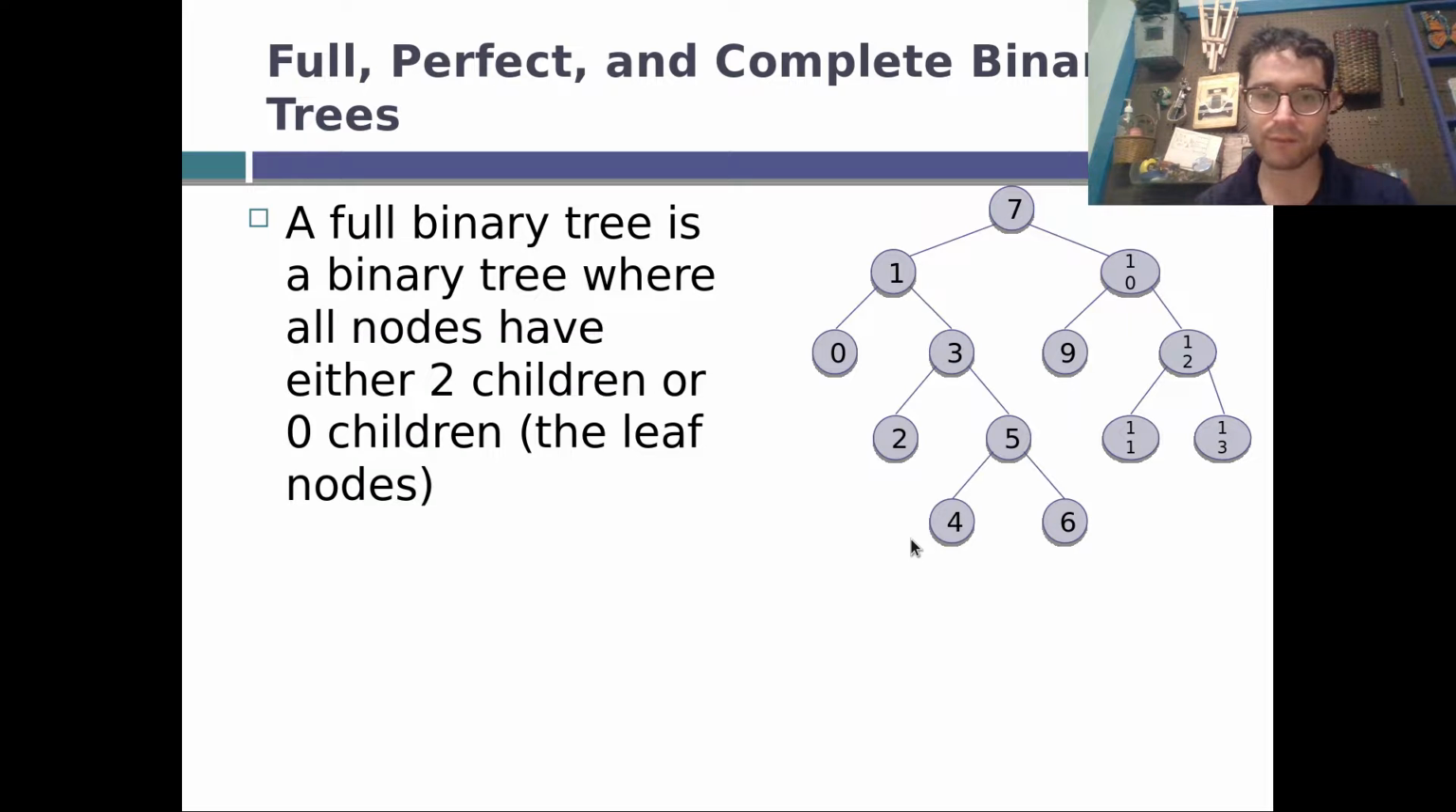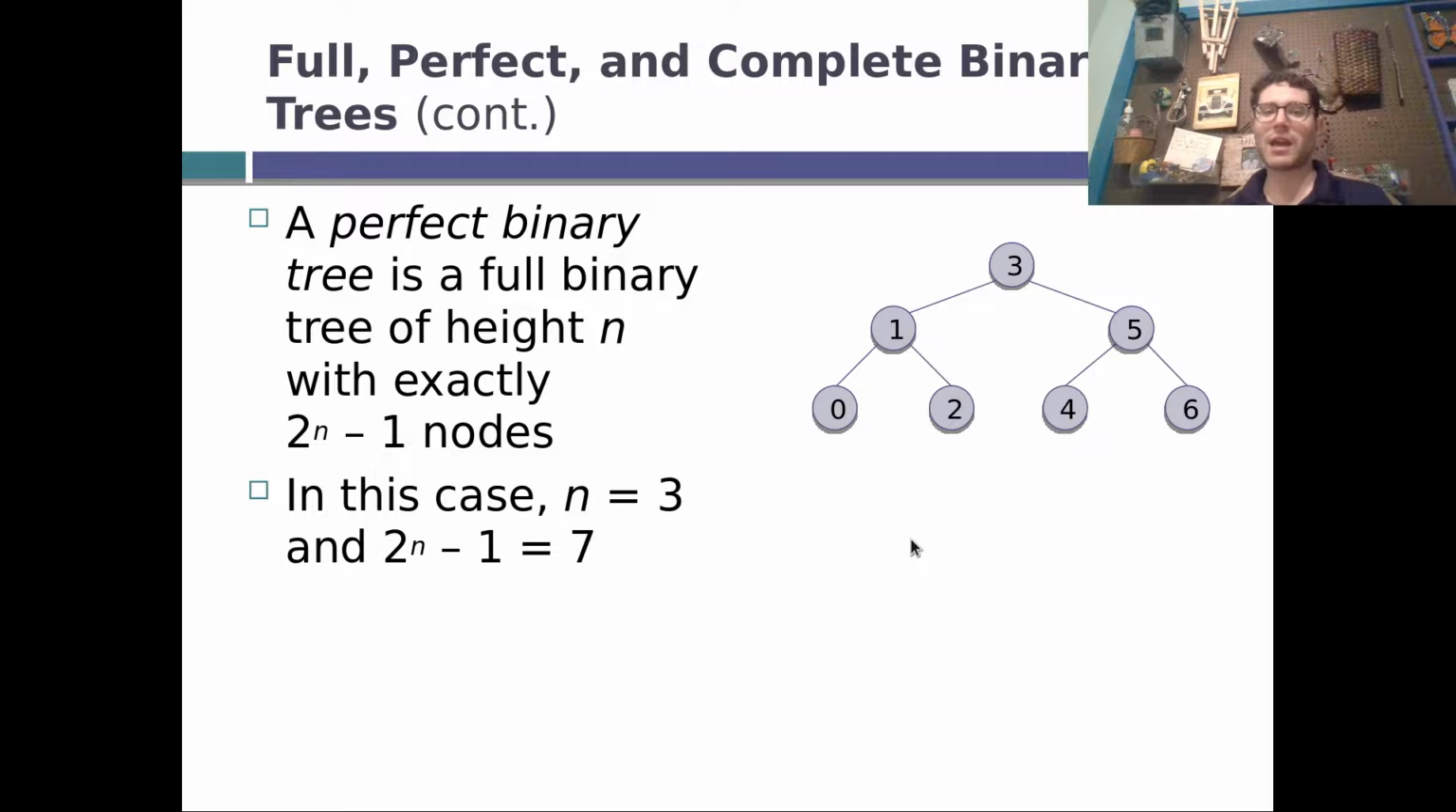Easy definition right there. So perfect is fairly straightforward to understand visually. It's one of those you understand more visually, and the mathematical definition is just a roundabout way of saying it. A perfect binary tree is one that is full, and it's of height n, with exactly 2 to the n minus 1 nodes. So for instance, this is a height 3, right? 1, 2, 3 levels, so its height is 3, and it has 2 to the third, that's 8, minus 1 nodes, right? So we have 7 nodes in this tree.